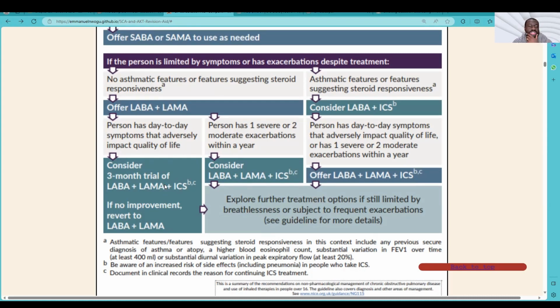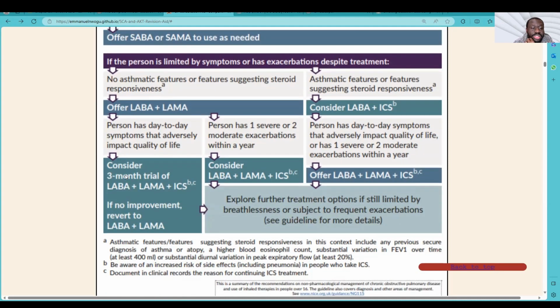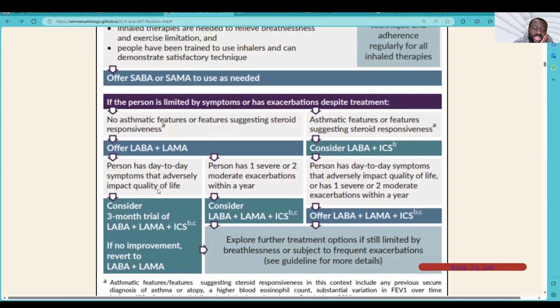So if you look at this, it is unlike asthma. In asthma treatment, apart from the SABA, the first medication is usually introduced as a preventer. My stabilizing medication is the inhaled corticosteroid. You can see that in COPD management, it is not inhaled corticosteroid, it's added. First of all, you add a LABA, plus LAMA.